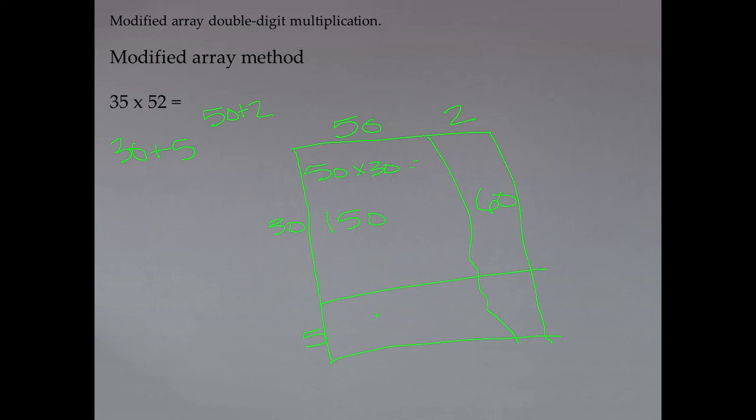Okay? Now I'm going to move down to this bottom section. My number is 50 and 5. So 50 times 5 is 250. And then my last section is 2 times 5, which is 10. So here are all my numbers. I'm going to take my numbers and add them together.